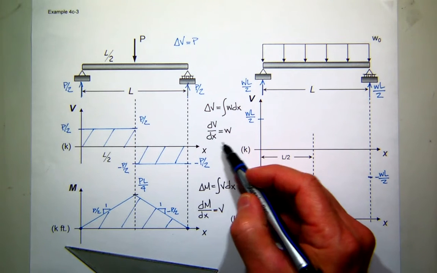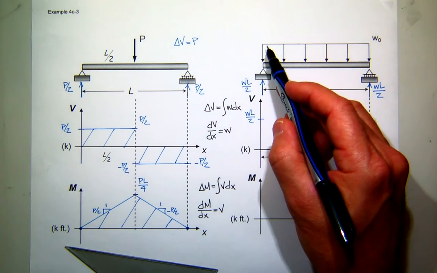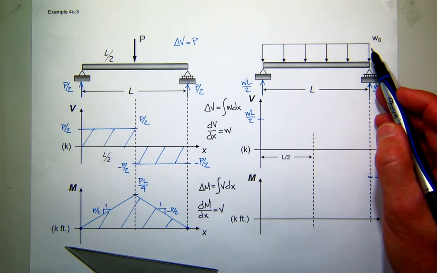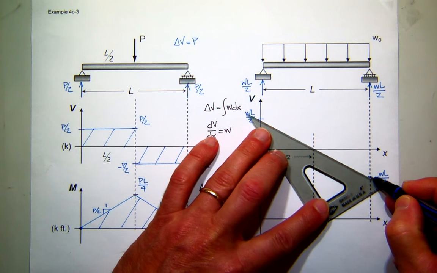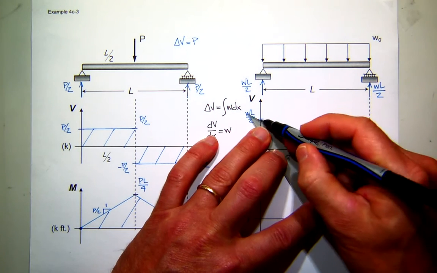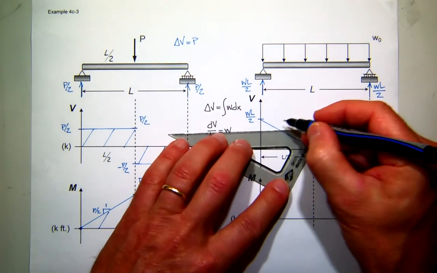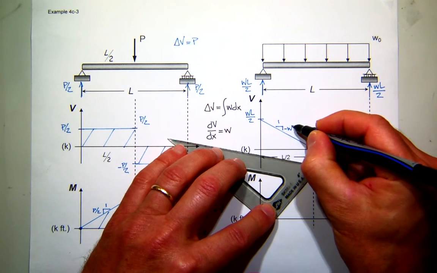What's the slope of the curve? What's equal to the load? And the load is constant. And it's positive or negative? Negative. So we get a negative slope. So if I were to check the slope here, it would be negative W0.